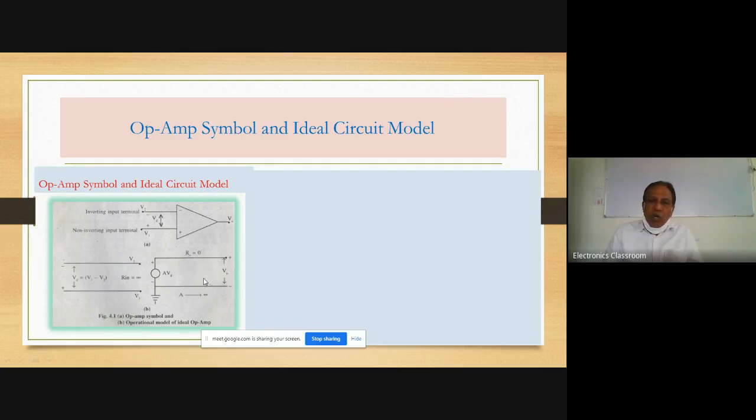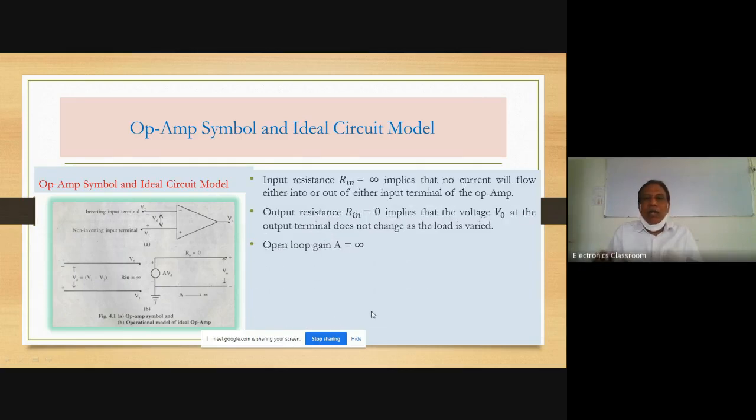The output voltage V0 is measured across the output voltage source A times VD, between the plus and the minus sign. So this is called an ideal circuit model, or an equivalent circuit model. We can look at this one.